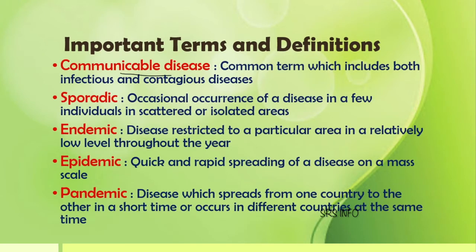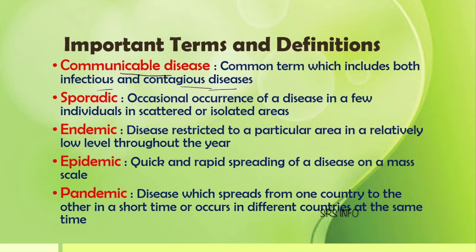Then communicable disease. This is a common term which includes both infectious and contagious disease. Infectious disease means the disease resulting from infection, any type of infection. But if you specify there is a contagious disease, it means there is a possibility of spreading this disease from one person to another. This is contagious disease.